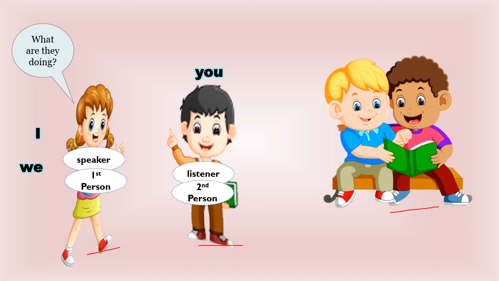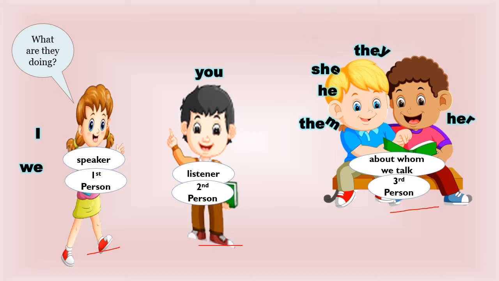And the third one is about whom we are talking. So this is third person pronoun, like them, she, he, her, it, etc. So first person pronoun, a person who is speaking. Second person pronoun, who is listening. And third person pronoun, about whom we are talking. Is this clear?